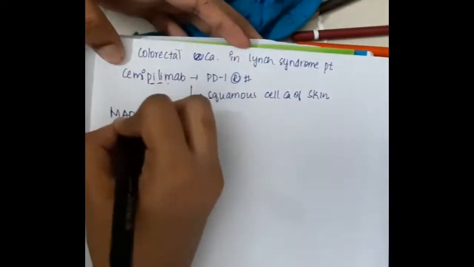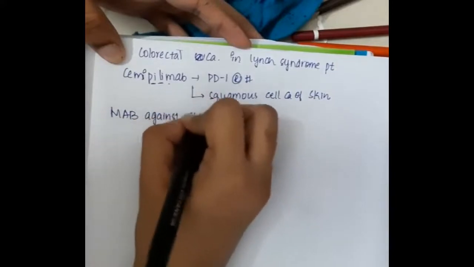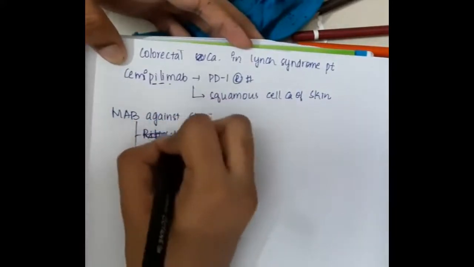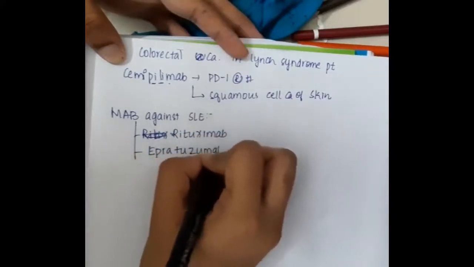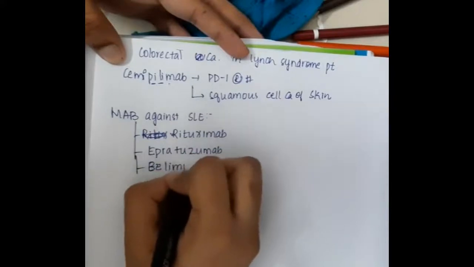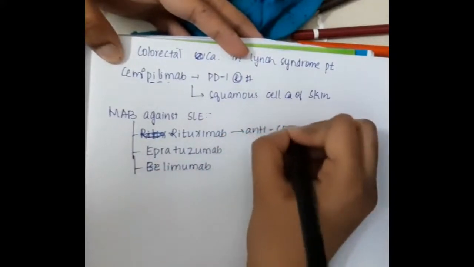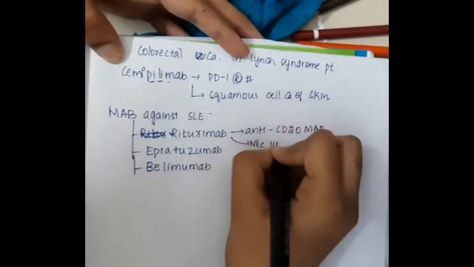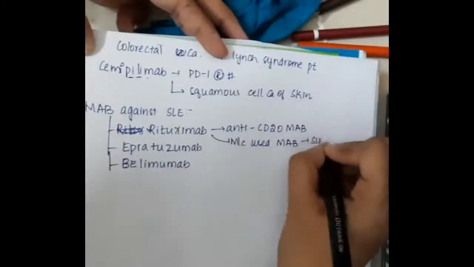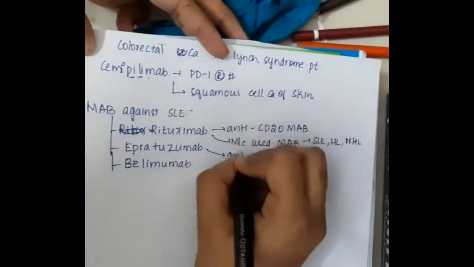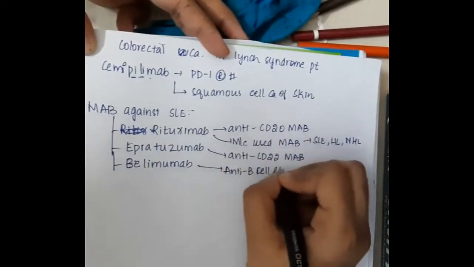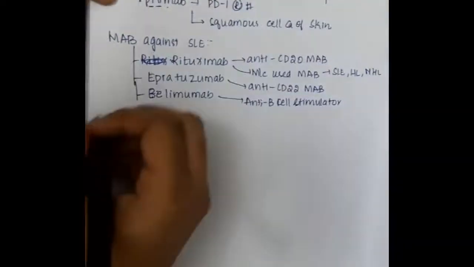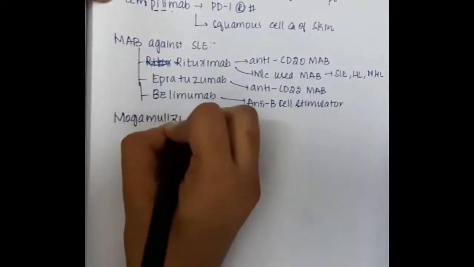of skin. Monoclonal antibodies against systemic lupus erythematosus include rituximab, epratuzumab, and belimumab. Rituximab is an anti-CD20 monoclonal antibody. Rituximab is the most commonly used monoclonal antibody, in SLE, Hodgkin's lymphoma, non-Hodgkin's lymphoma. Epratuzumab is an anti-CD22 monoclonal antibody, and belimumab is an anti-B cell stimulator.